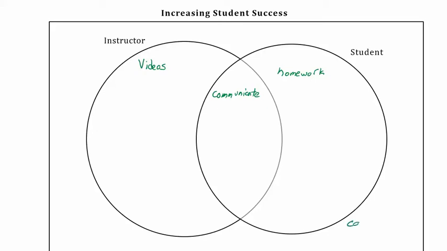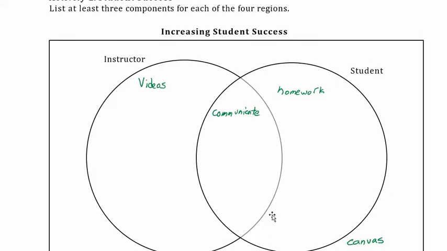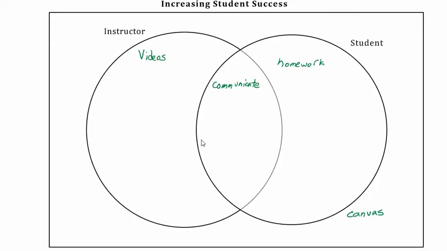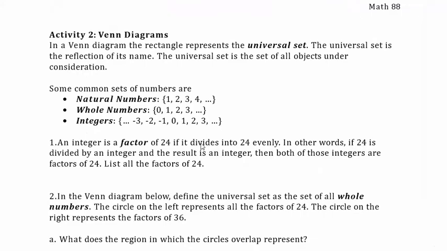Well, Canvas, thinking about technology, we're going to use Canvas to communicate with each other, and there are people that keep Canvas running and keep it working. Not me or you, but it definitely increases your success when Canvas is working properly. So that's sort of the idea, all right? So I want you to go ahead and finish this. You can pause the video now and do it, or come back to it. But I want you to go ahead and complete at least 3 components for each of the 4 regions. So we've done 1 component for each of the 4 regions.